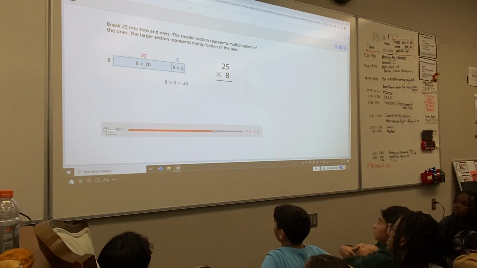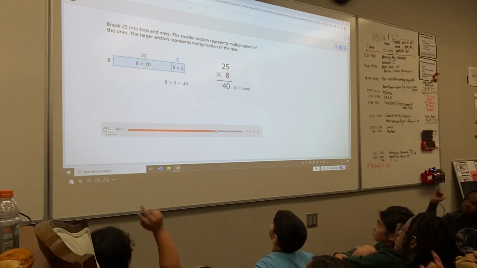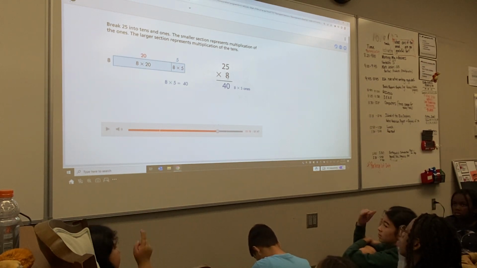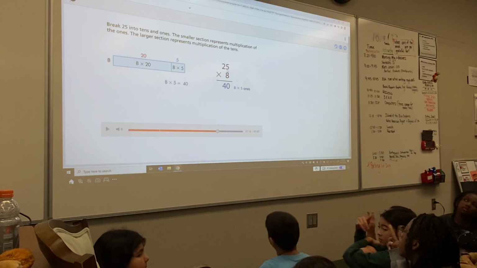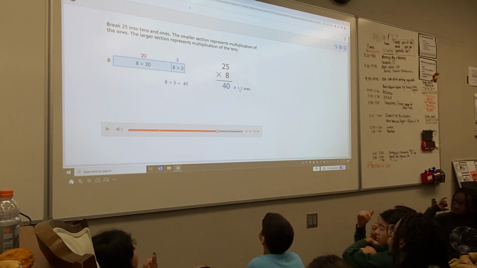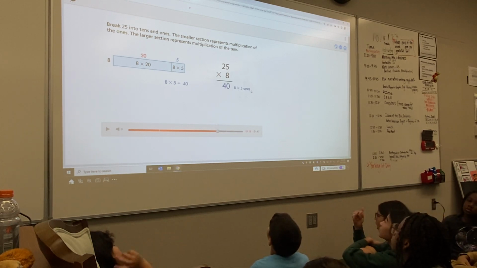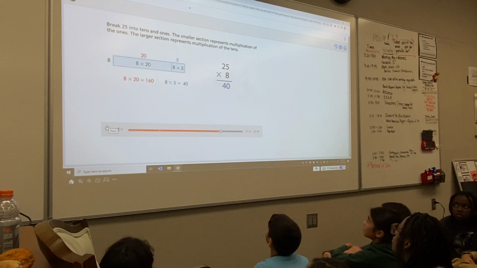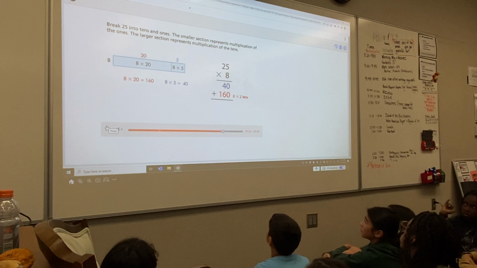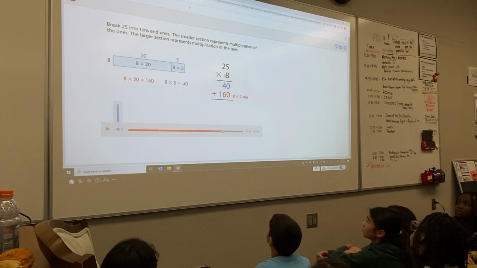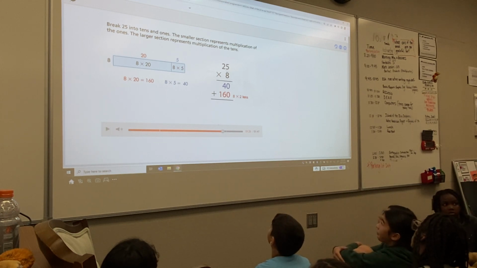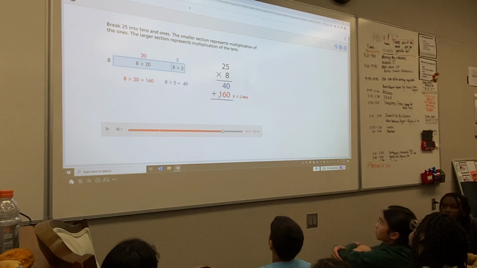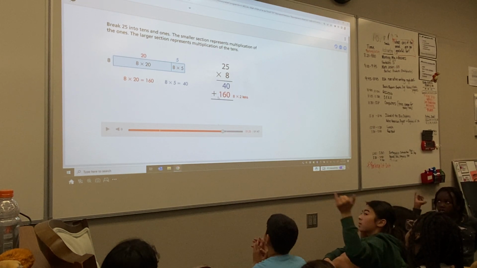8 times 5 equals 40. And this is the same thing we were doing in the last lesson, remember? It was 8 times 5, we multiplied the ones place, and we write here that it means 8 times 5 ones. 8 times 20 equals 160. Again, it's not 8 times 2, it's 8 times 2 tens. And they lined it up by place value so that when we add it up, we're adding the right numbers correctly.